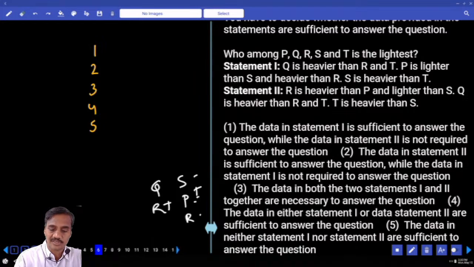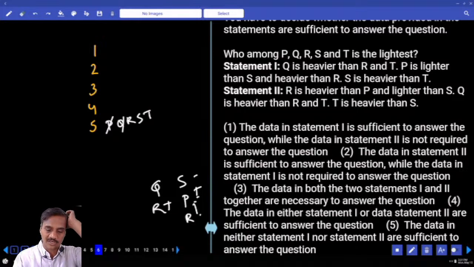So the question is about who is the lightest here. Now tell me who is the lightest among these 5 persons, P, Q, R, S and T. P cannot be the lightest because R is lighter than P. Q cannot be the lightest because R and T are lighter than Q. R can be the lightest. S cannot be the lightest because below S there are P and T. And T cannot be the lightest. Hence what is your answer? R is the lightest. So 1 alone is sufficient.